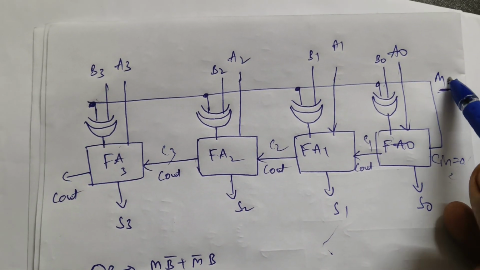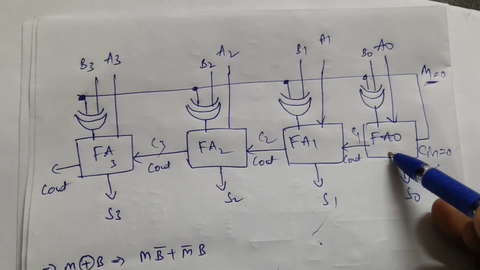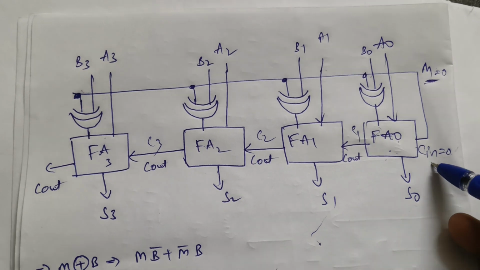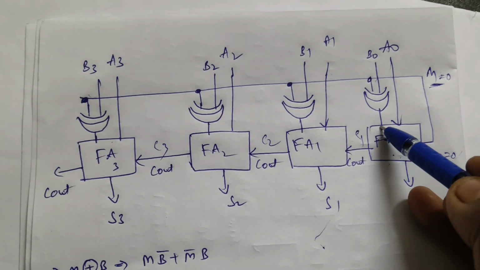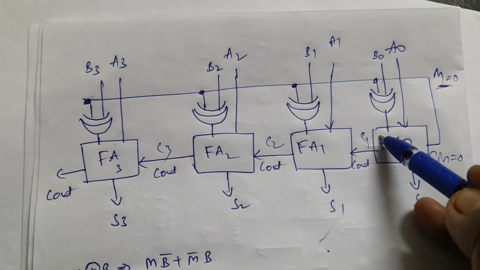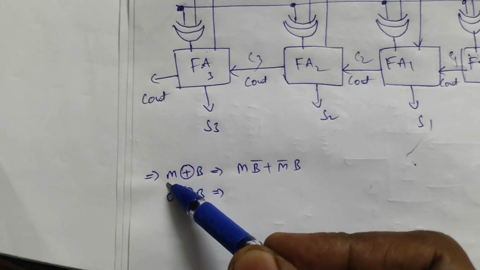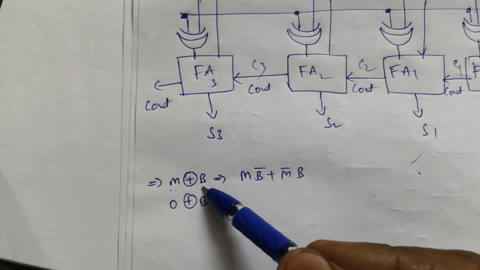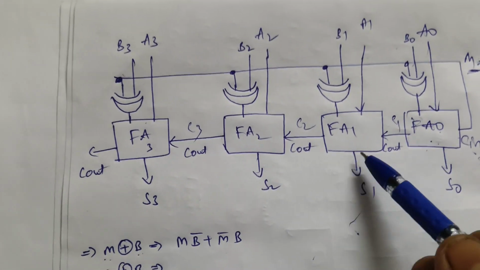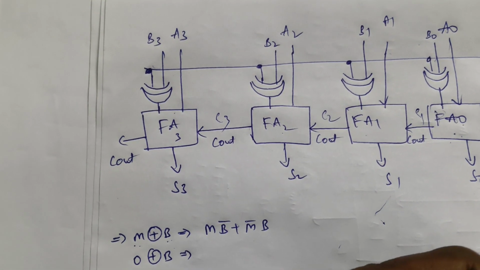Okay, so here first of all we have to consider the first full adder as the 0th bit full adder, which has the A naught bit as input, carry C naught as input, and the XOR of the mode bit and control bit as one more input. So here we are taking the XOR operation of the mode bit with the B bit information. If it is the 0th full adder it will be B0, first full adder means B1, second means B2, third means B3.